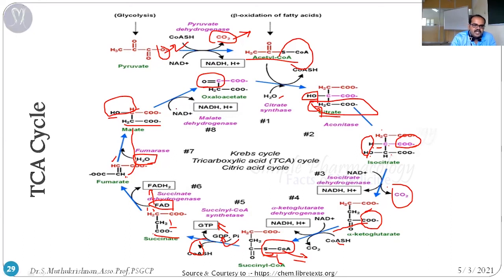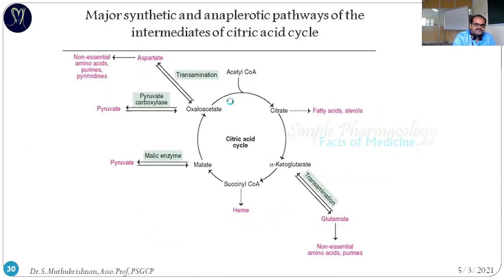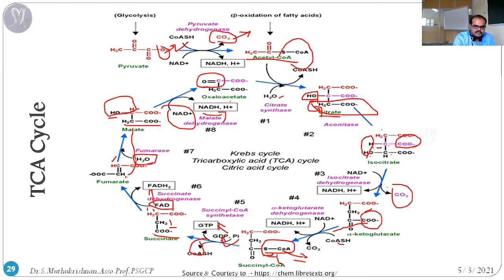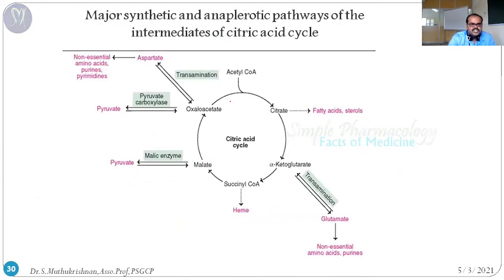The two hydrogen atoms are taken up by the NAD. It's converted into NADH plus free hydrogen ions. So finally, it's converted into oxaloacetate. So this is your entire reaction, the TCA cycle reactions. This is the next slide.